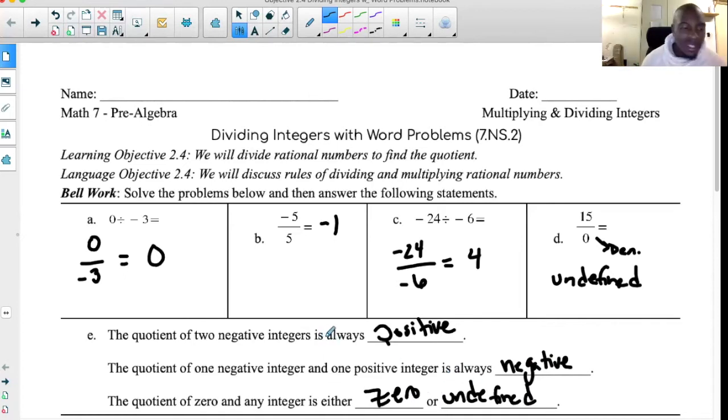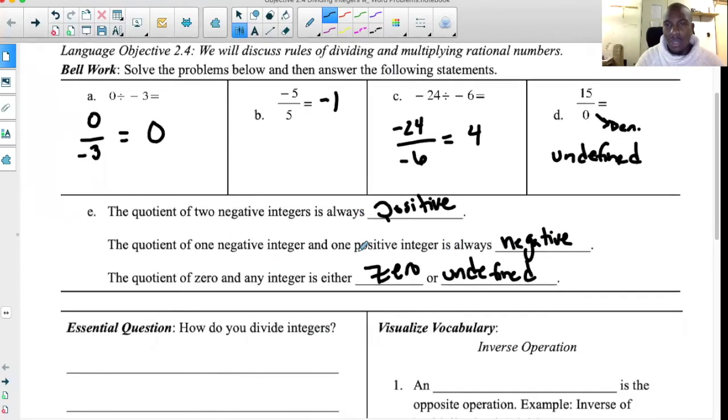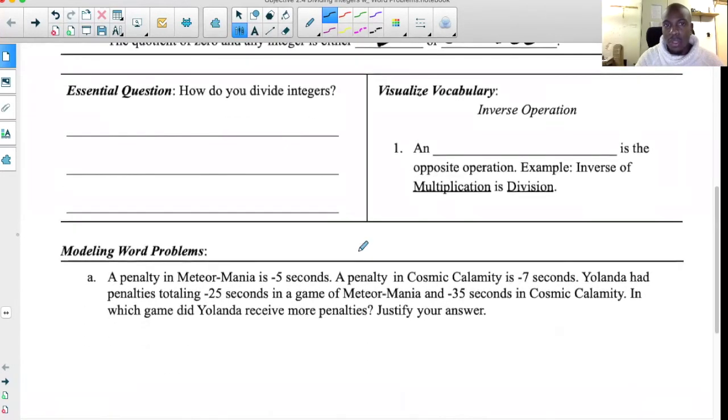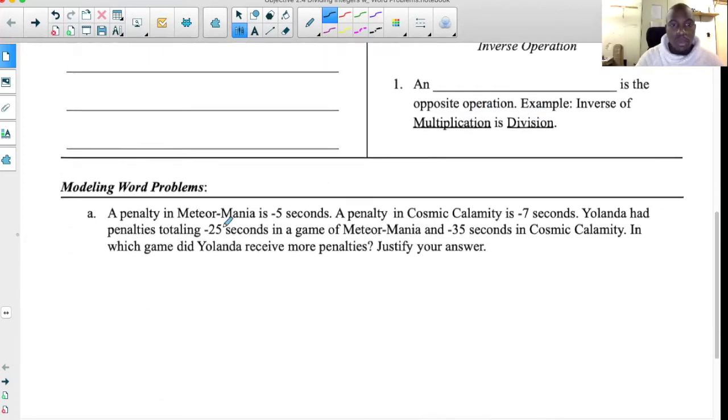All right, so let's look at what we're doing today. And now we are dividing integers. It won't be as difficult as in previous lessons, but this here is with word problems. And I know that always makes you a little nervous. Remember, we're thinking about inverse operations. Opposite of division is multiplication. Opposite of multiplication is division. The word inverse means opposite.